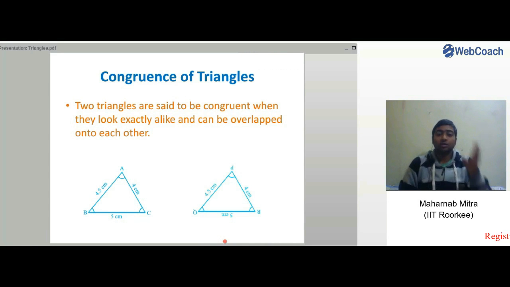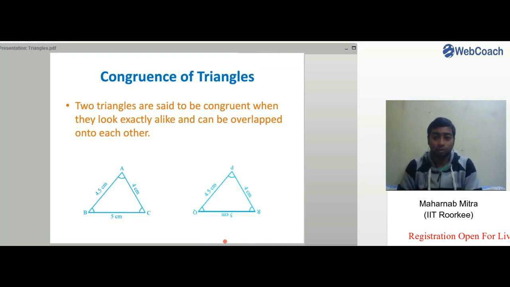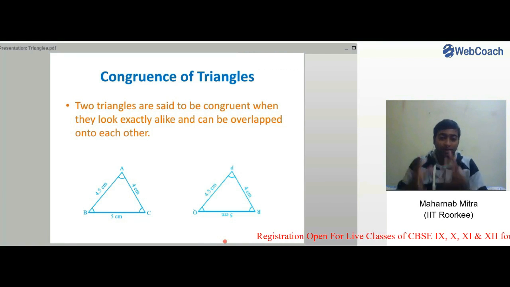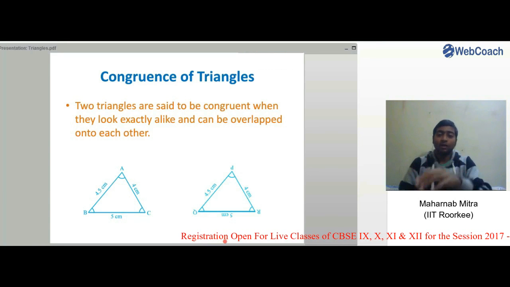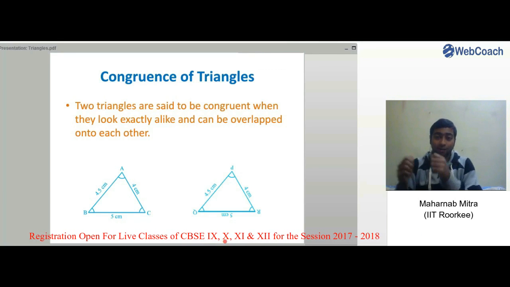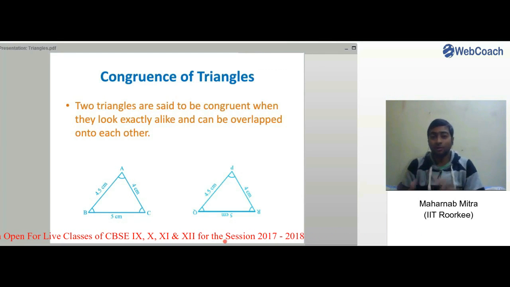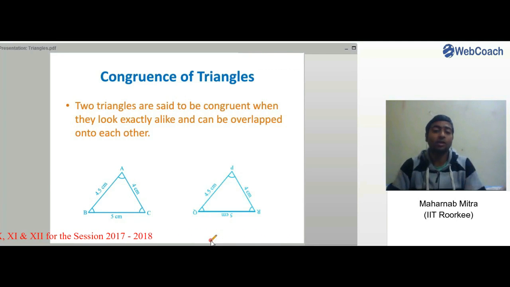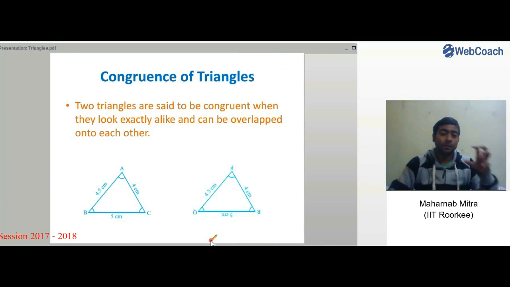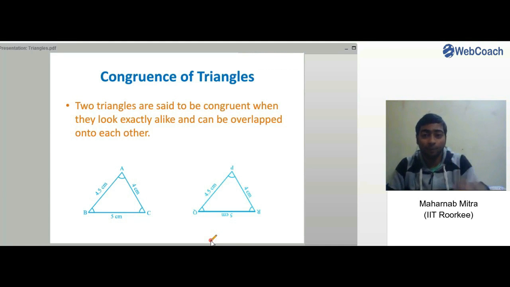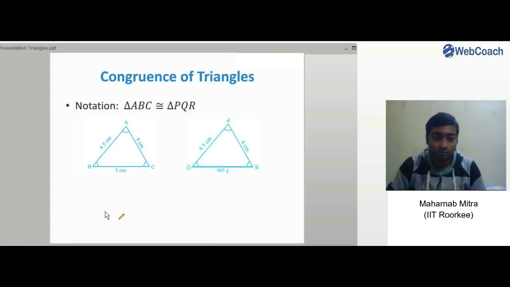Therefore, you can say triangle ABC is congruent to triangle PQR, because in whatever angle it may be, it can be overlapped by rotating the figure, right? The two triangles can be overlapped onto each other by some rotational adjustments. So this is the meaning of congruency. The two triangles have to be equal, or they must look alike, and they can be overlapped onto each other.